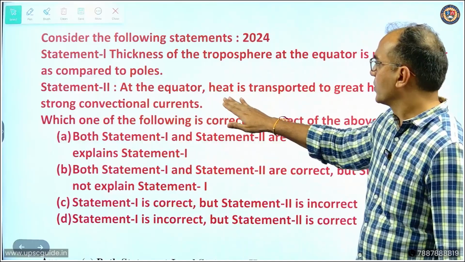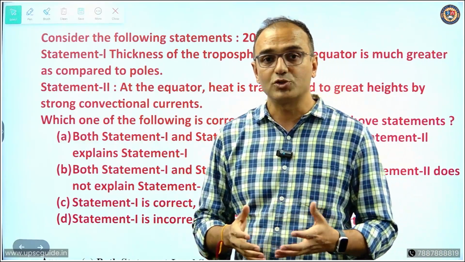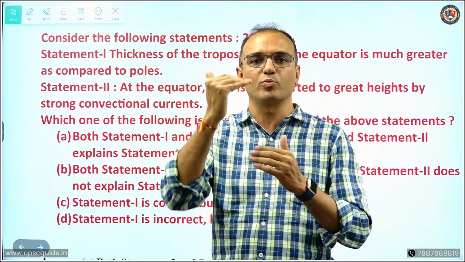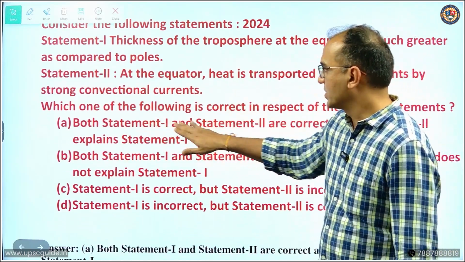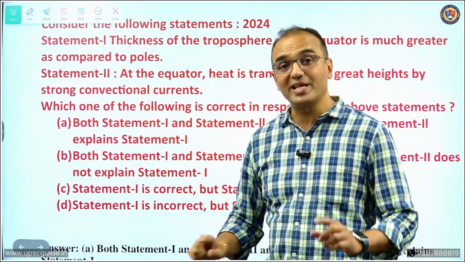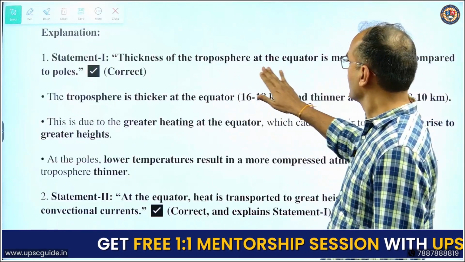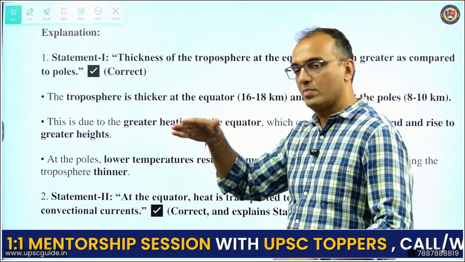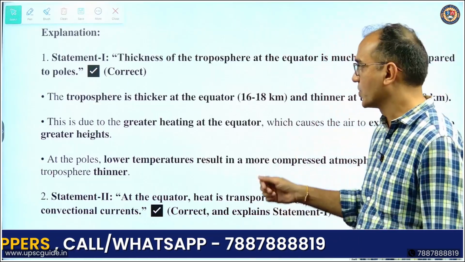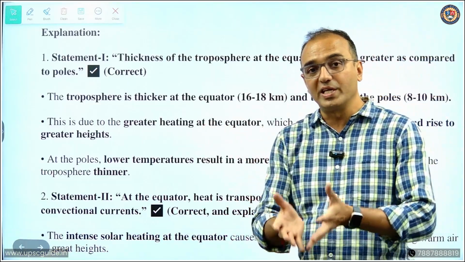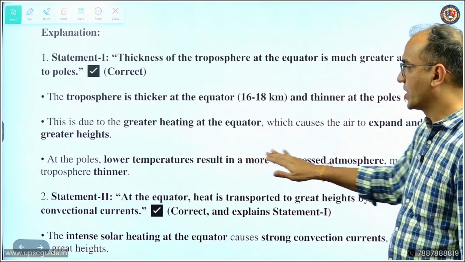Statement 2, at the equator, heat is transported to great heights by strong convectional currents, which is true. So this explains why the troposphere has a greater thickness at the equator. So the answer is A. Both statement 1 and 2 are correct and statement 2 explains statement 1. Statement 1, the thickness of the troposphere at the equator is greater, 16 to 18 kilometers, and at the poles it is around 8 to 10 kilometers only. Greater heating of the equator, where vertically rising winds push the tropopause upwards. Lower temperatures, compressed atmosphere at the poles.